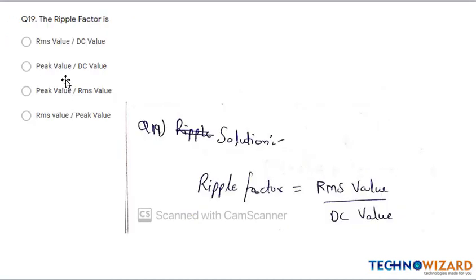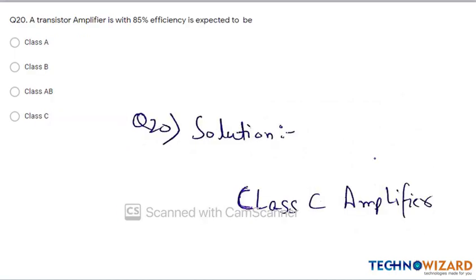Question number 19, the ripple factor. What is ripple factor? Ripple factor is defined as the RMS value divided by the DC value. Question number 20, a transistor amplifier with 85% efficiency. Only a class C amplifier has 85% efficiency.